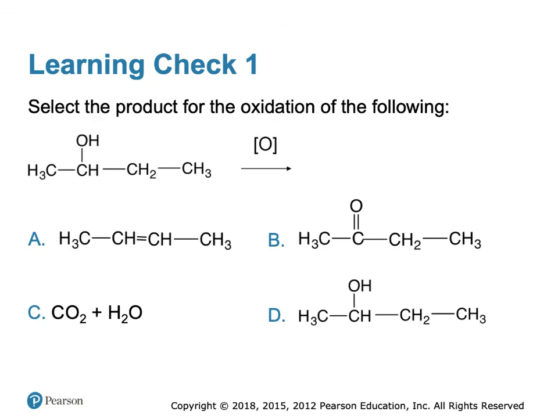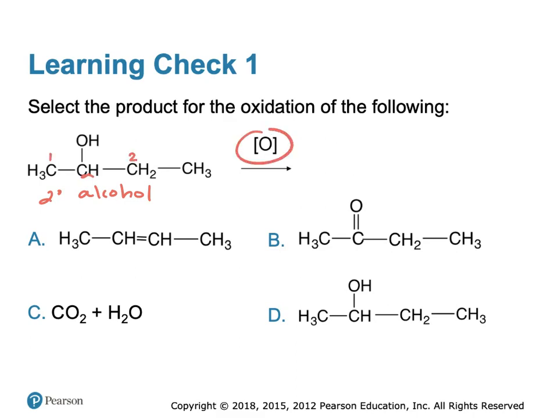Let's do a learning check. Select the product for the oxidation of the following. Okay, so what I want you to do is look at the starting material. You should be able to identify that it is an alcohol. Next, I would identify what type of alcohol. Is it primary, secondary, or tertiary? And you should see that this is a secondary alcohol. Here's C alpha, we have 2 carbons.